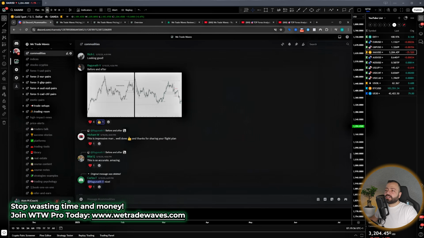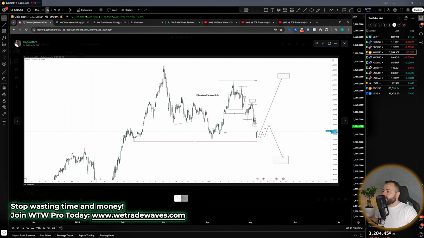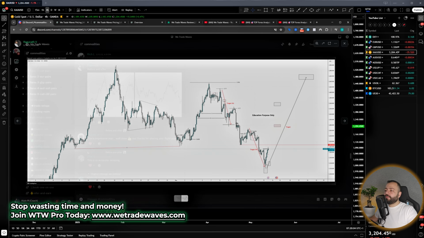So look at this. This is actually Raghunat. He was showing this here for this one. From here, if we get a corrective structure, another drop. That's the before and that's the after.